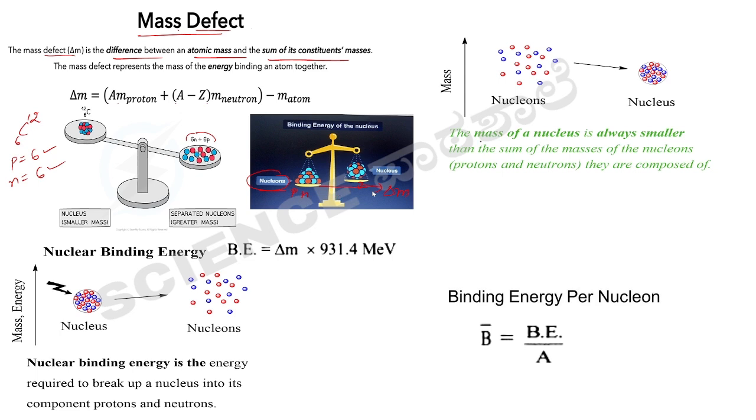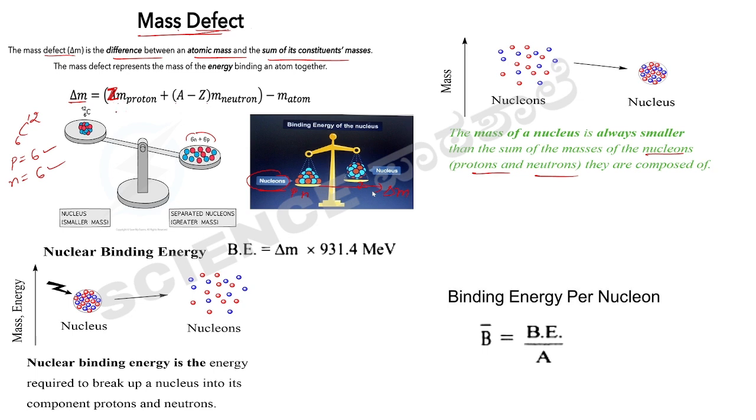Now see here, the mass of a nucleus is always smaller than the sum of the masses of the nucleons, that is protons and neutrons. Whatever you weigh, the individual protons and neutrons are always heavier than the nucleus. Clear? So the mass difference between nucleus and nucleons, we call as what? Mass defect.